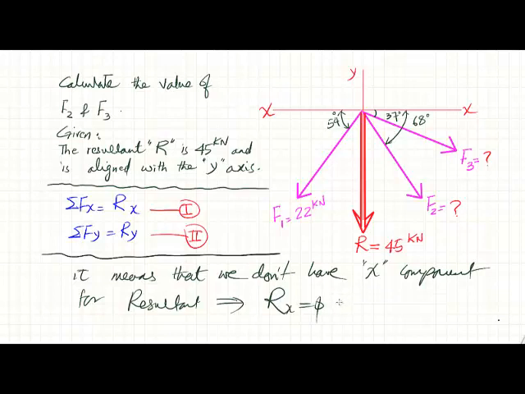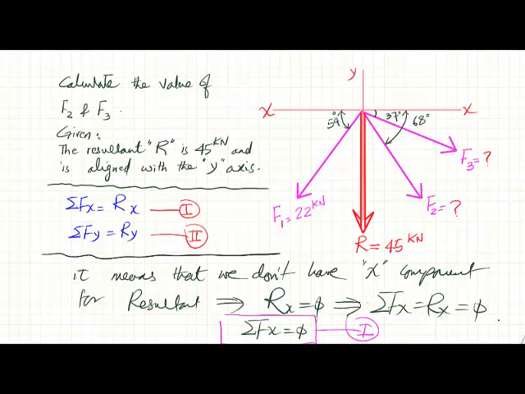So what does that make the first equation? The first equation now becomes the sum of all forces in x direction is equal to Rx, which is equal to 0. So the conclusion is the sum of all forces in x direction is equal to 0. This is the first conclusion for this question, and it is very important to make this conclusion to be able to solve this problem.